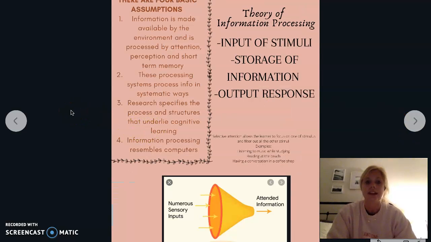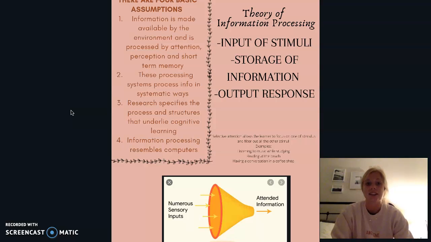There are 4 assumptions based on this information processing theory. The first one is that information is available from the environment and is processed. Then these things are processed in a systematic way. Then research specifies the processes and structures that underlie cognitive learning. And then, of course, like we've already talked about, information processing is like the way information is processed in a computer.